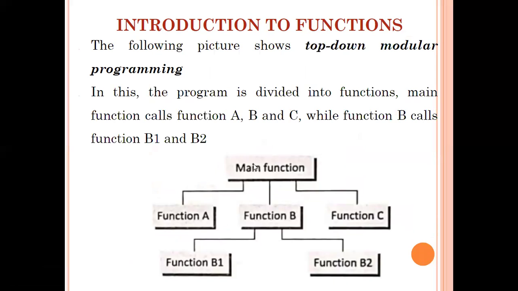Look at this figure. Here we have the main function, and inside this main function, it calls three functions: function A, function B, function C. And inside function B, it calls two other functions, function B1 and function B2. So this is top-down modular programming. First, the main function calls three functions, and inside function B, it calls two functions, B1 and B2. So it looks like a hierarchical structure, right? This is top-down modular programming.